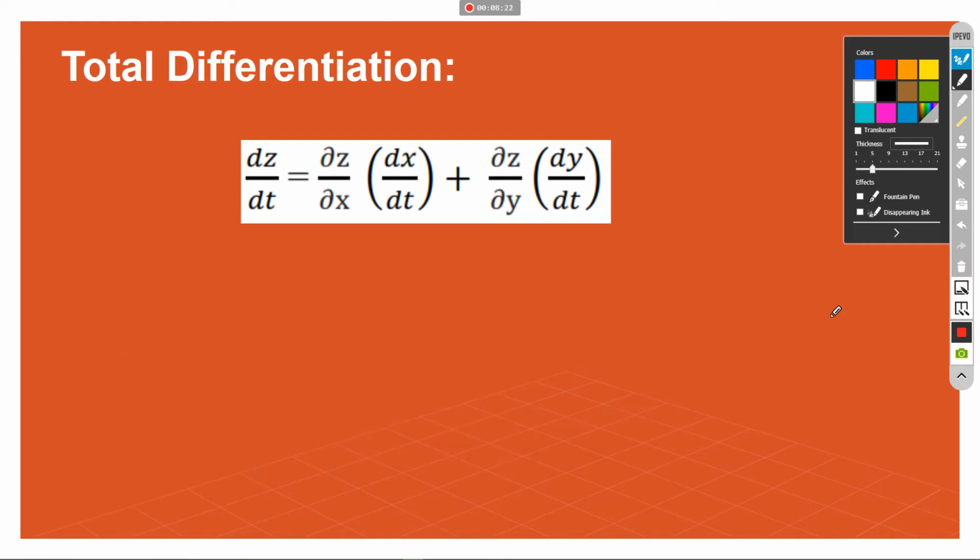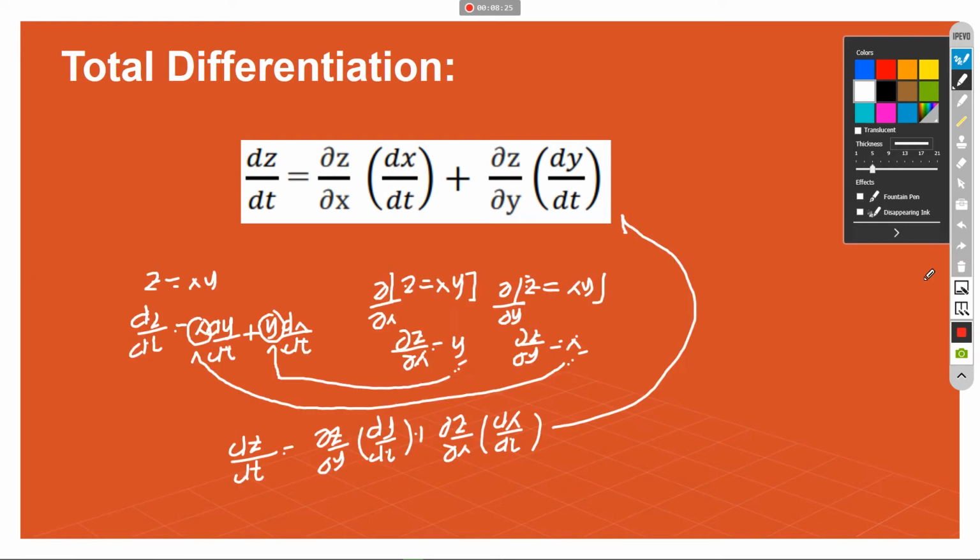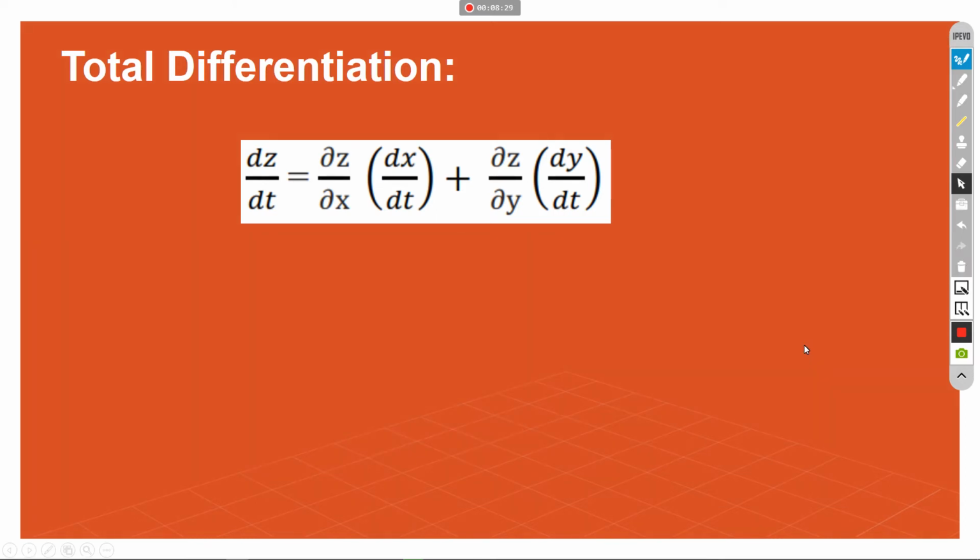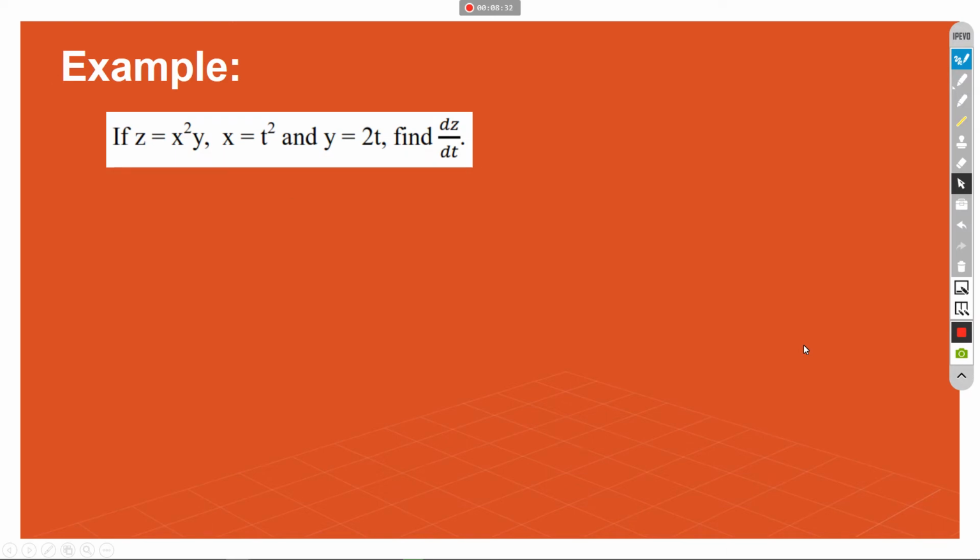So, moving on to the example. Okay, if c is equals to x squared y, x is equals to t squared, and y is equals to 2t. Find the total derivative or dc over dt. So if you still can recall that problem, actually chain rule yan. O, sa chain rule natin makukuha yan.